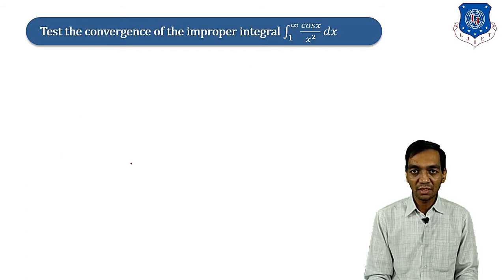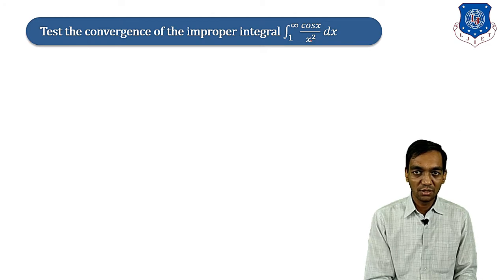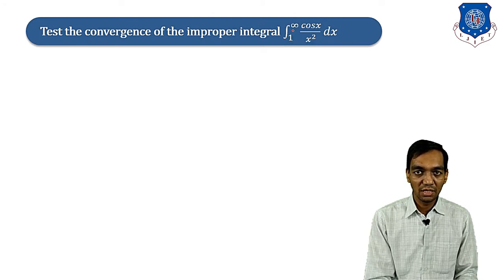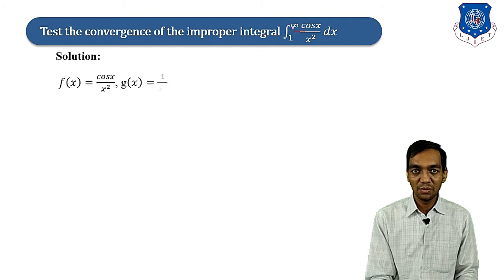That means either both are going to be convergent or both are going to be divergent at a time. Okay. Now, test the convergence of the improper integral from 1 to infinity of cos x upon x squared dx. Now see, this function is not defined at 0, but 0 is not in the interval of integration. So the limit is infinite, so this is an improper integral of type 1. That is the first thing.